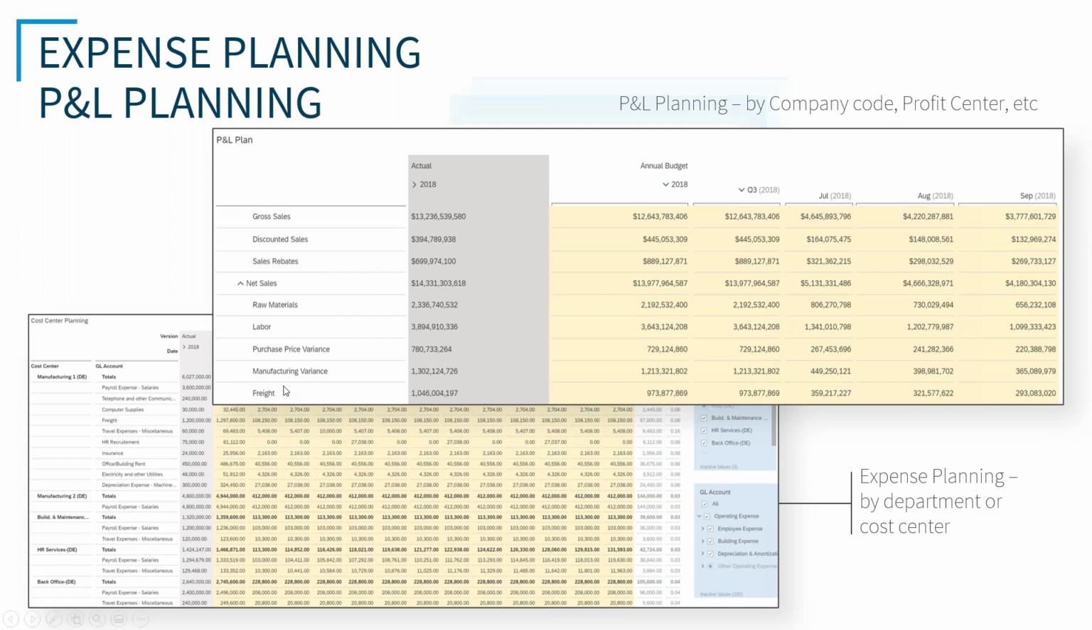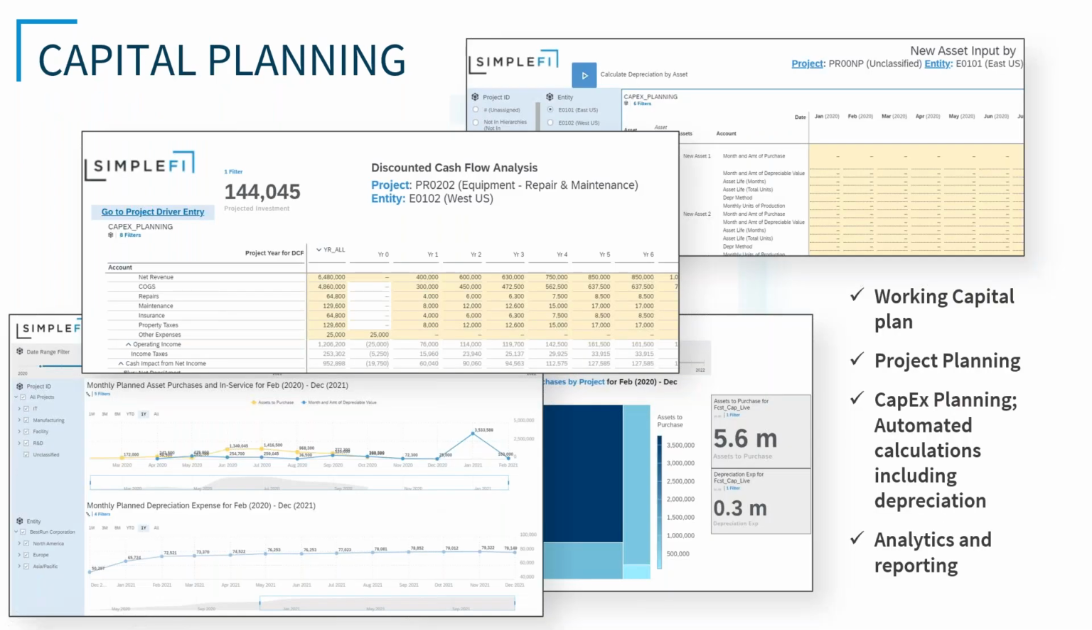So all this is pre-built. You may need to specify some accounts, but aside from that, you build it and you can start planning on it. Maybe you'll have your cost center instead of the default ones we built in there. Capital planning, so either on working capital, project planning, CapEx, with some automated calculations for depreciation, among others, and all your analytics and reporting.